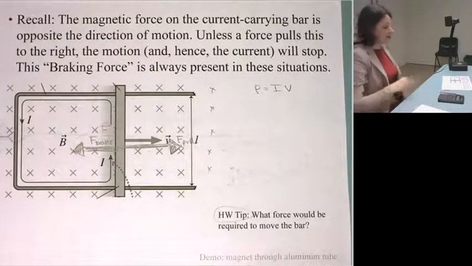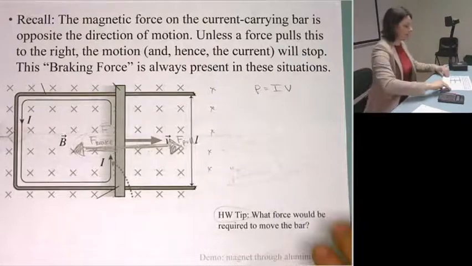So that's a term that you might see in the book or in your homework. But anytime you have an eddy current, there's a braking force, and that braking force will always be pointed in the direction that opposes motion. So it's our way that we are ensuring that energy is conserved. So there's lots of applications of eddy currents and braking forces in the real world.